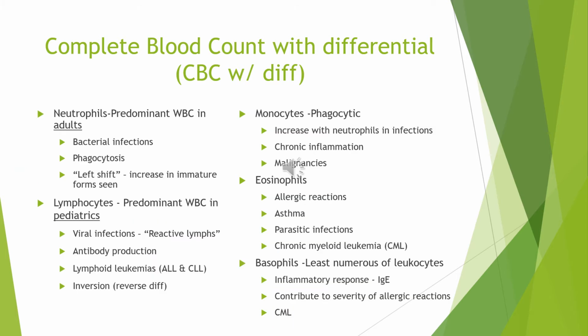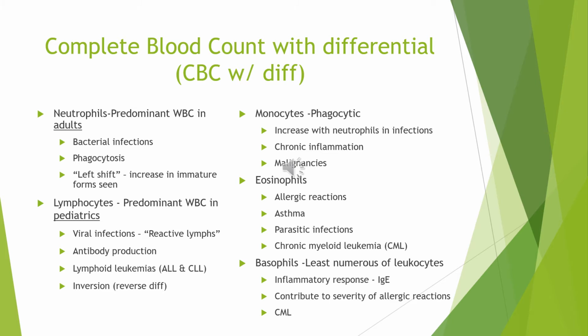Neutrophils are the predominant white blood cell in adults. You'll see changes with bacterial infections, phagocytosis. A left shift is an increase in immature forms of neutrophils. Lymphocytes are the predominant white blood cell in pediatrics. You'll see definite changes with viral infections, such as reactive lymphs, that's what they call it. Antibody production, lymphoid leukemias, and then sometimes you can see an inversion or a reverse diff.